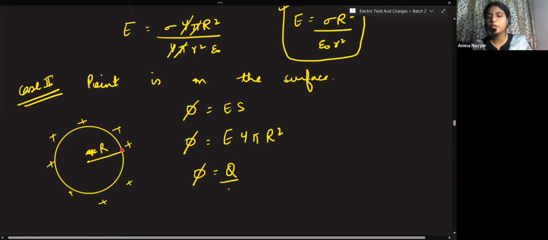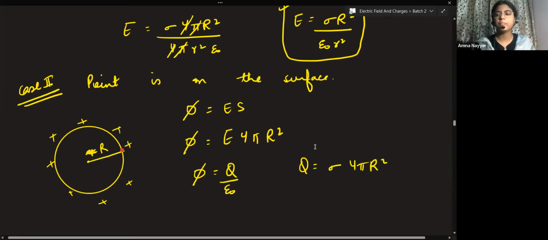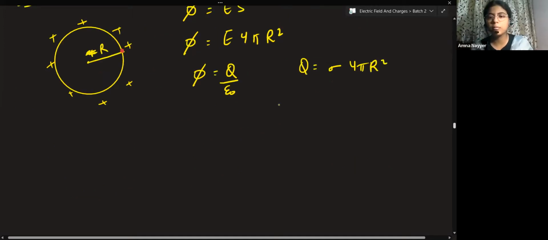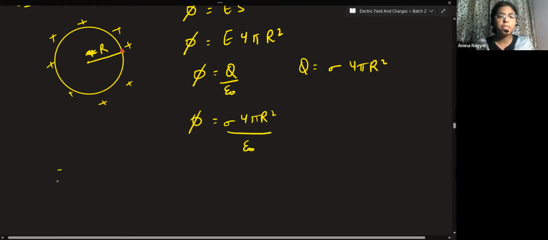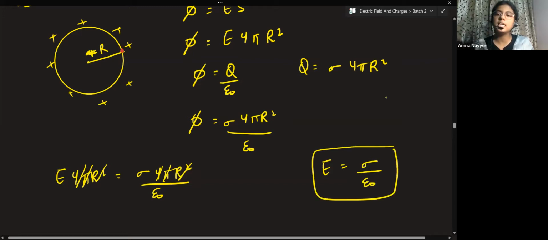From Gauss theorem, you have Q by epsilon naught. Q can be written as sigma 4 pi capital R square. Now equate both of them. If you write flux, flux will be what? Flux will be charge, sigma 4 pi capital R square, by epsilon naught. So if I equate both of them, E 4 pi capital R square will be equal to sigma 4 pi capital R square by epsilon naught. So 4 pi R square, 4 pi R square will get cancelled. Electric field will be sigma by epsilon naught. This is the electric field that you get when your point is lying on the surface.